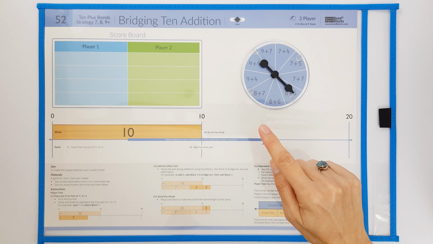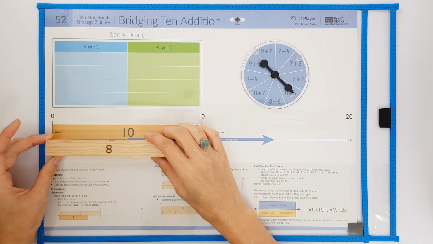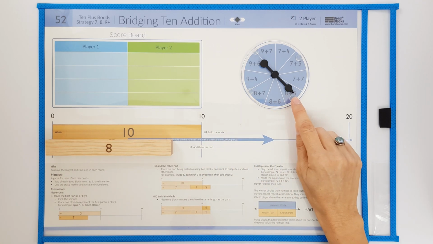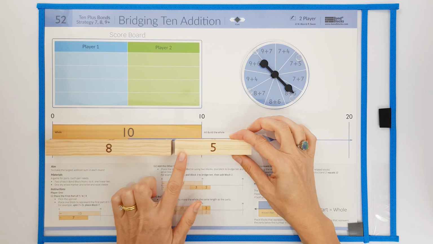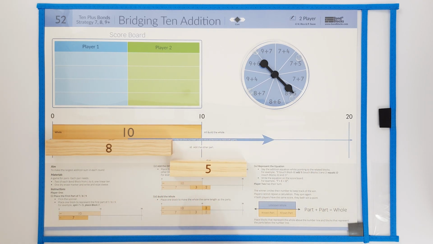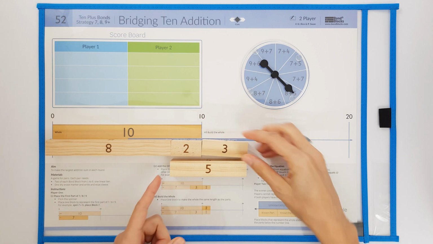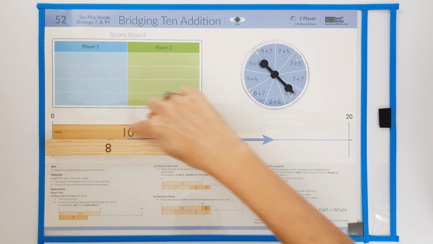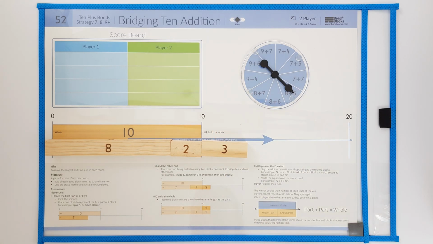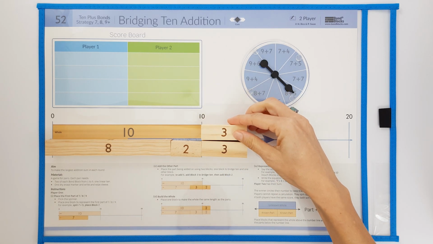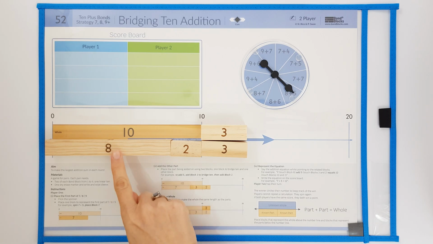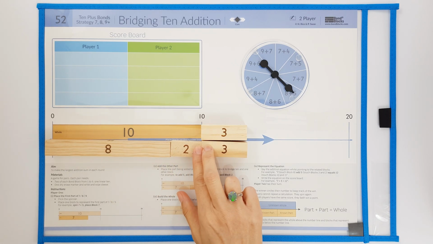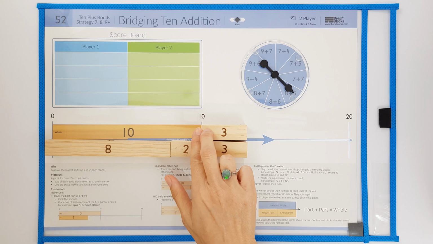They first place the part of 8 and then they place the part of 5, but they place it in 2 blocks. 1 block to bridge 10 and 1 more block. They then make the whole the same length as the parts, so they are equal. And we say 8 add 5 equals 13.